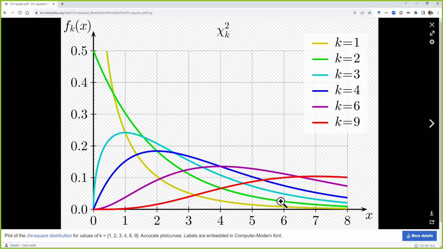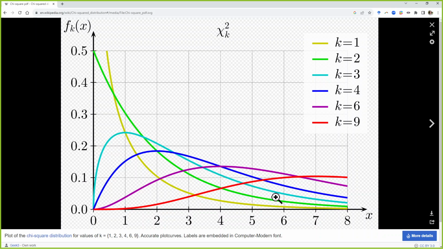Yes, I have these memorized. You don't need to, though. Back in the day, we had to look up values on a table, you see. We don't do that anymore. All software, even Excel, gives you exact p-values. But 3, which is where we are, is this pretty teal one.